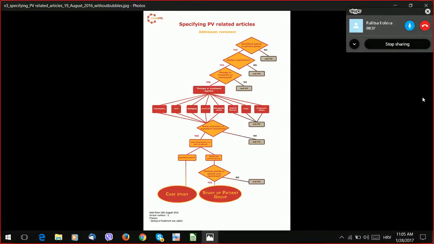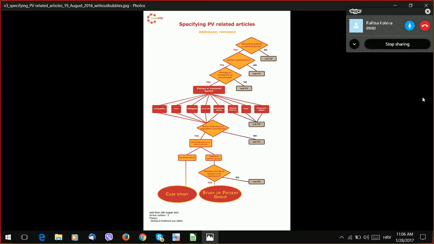So today I will talk about PV categorization of articles, and I will present the topic through a flowchart that you see now on your screens. And also I will go through the flowchart parallelly with an example.